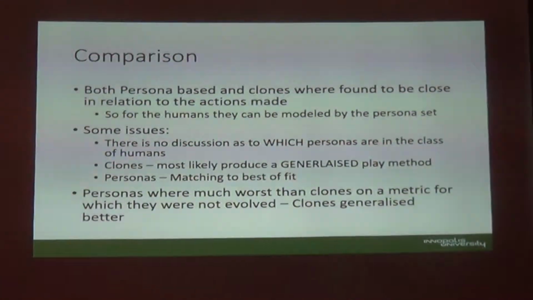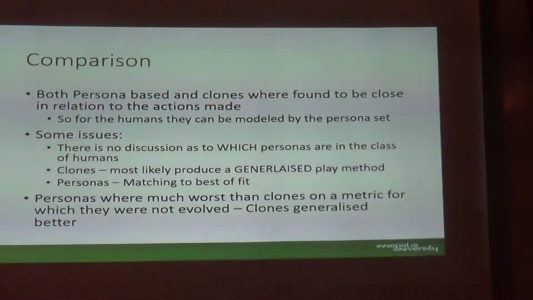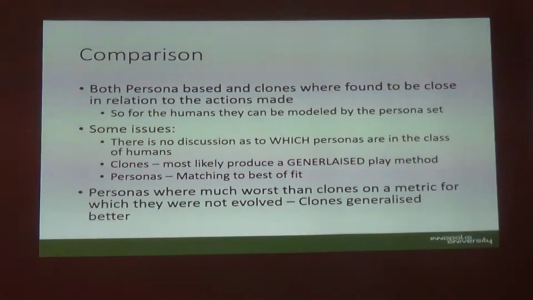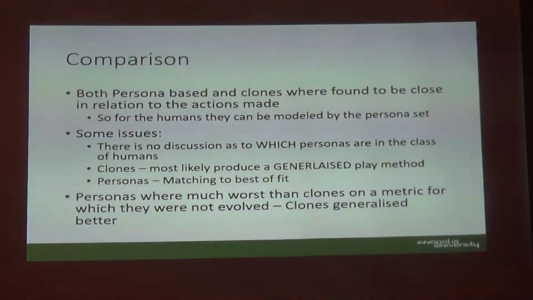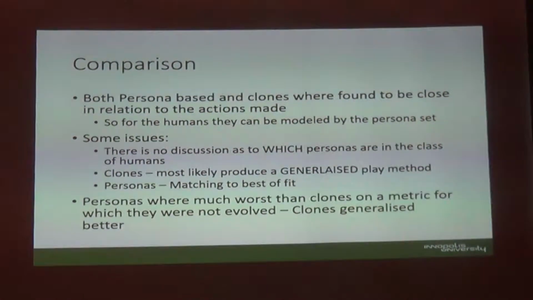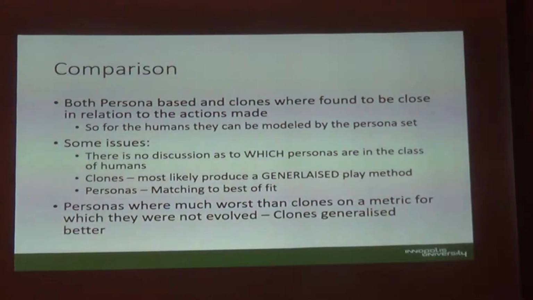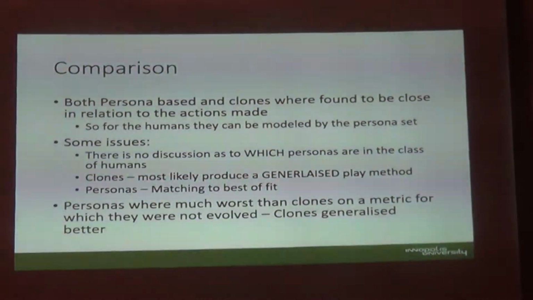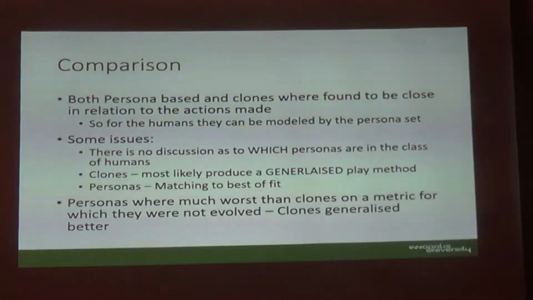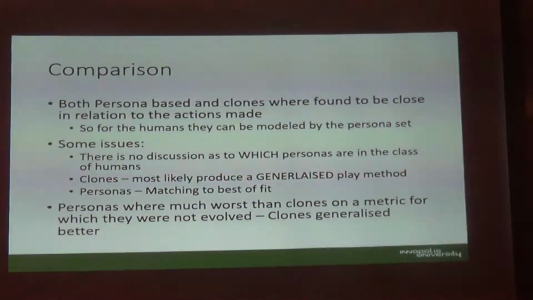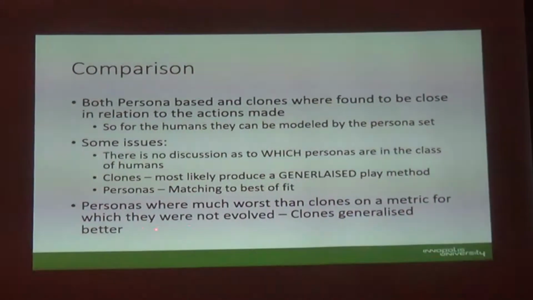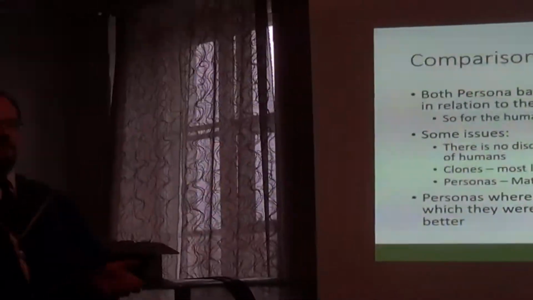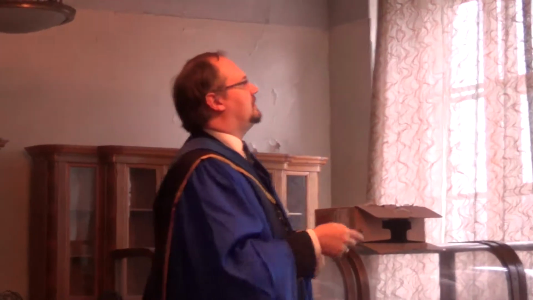Some issues: there's no discussion as to which personas were in the class of humans, and clones were more likely to produce a generalized play method. If I say, let's take the average person in this room, then they're going to be half woman, half man, some with half glasses. It doesn't really fit, right? Average is usually not a good metric for actions like how you play a game. Personas had to match the best fit, so they were also much worse than clones on metrics for which they were not evolved. Clones generalized better. Looking at a whole bunch of different human play traces was a better way to make a generalized agent than a persona-based agent.